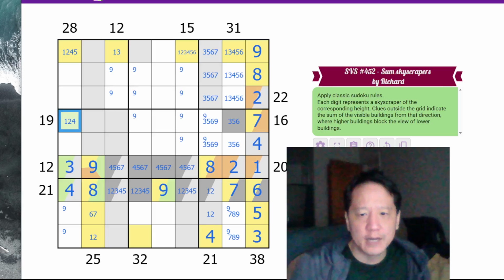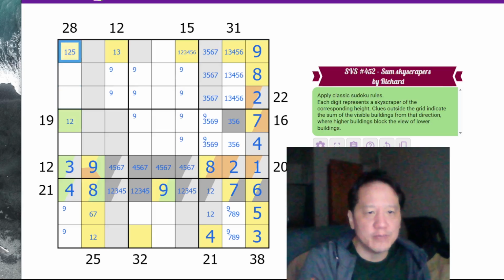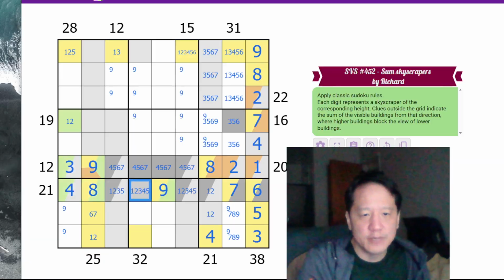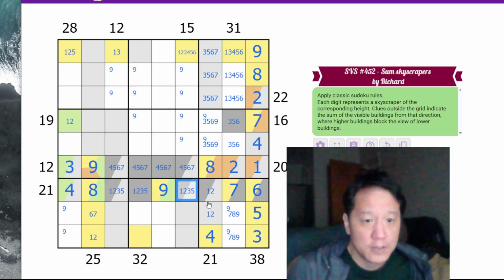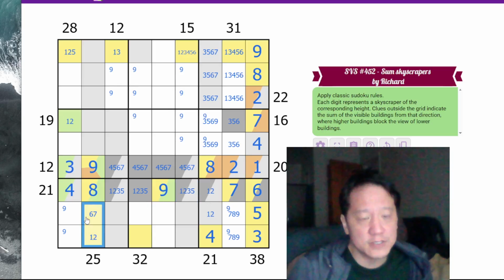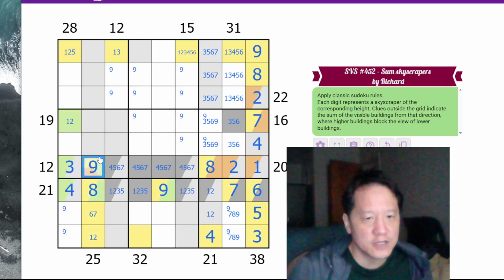So this cannot be 4 here. And this can't be 4 here. So these two are not seen. This can't be 4, no 4, no 4. So we have 1, 7, 8, 9 that it sees. Or 2, 6, 8, 9. Adding up to 25.